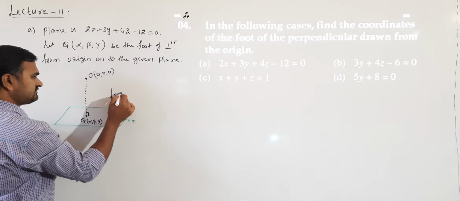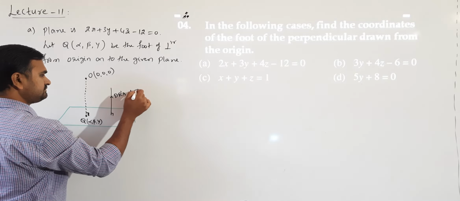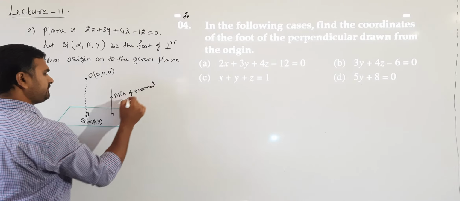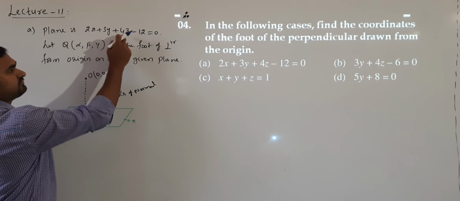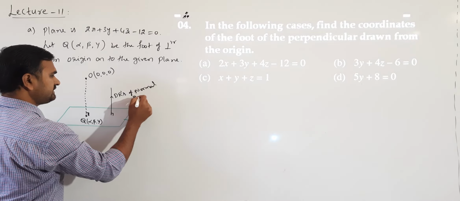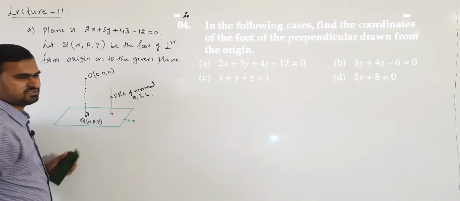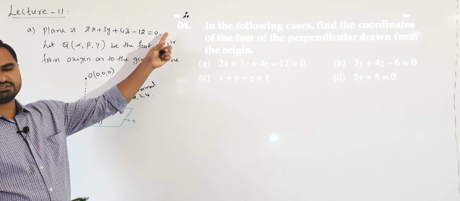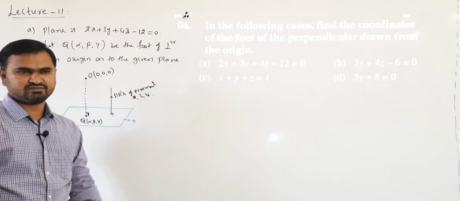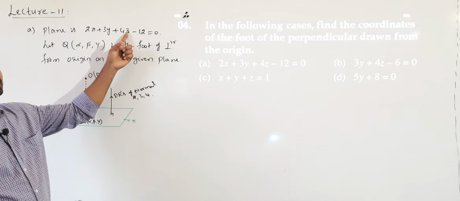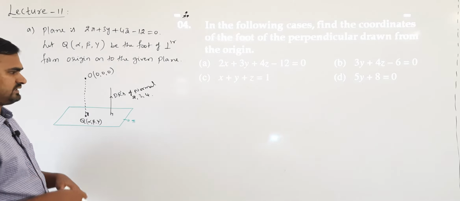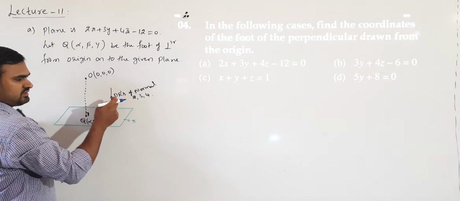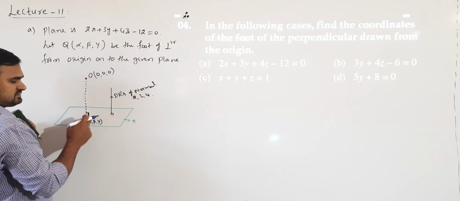What are the drs of the normal to the plane? 2, 3, 4 are the drs of the normal to the plane. In the form Ax plus By plus Cz plus D equal to 0, when the equation of the plane is given, then A, B, C are the drs of the normal to the plane. Now this is normal to the plane. OQ is also normal to the plane.